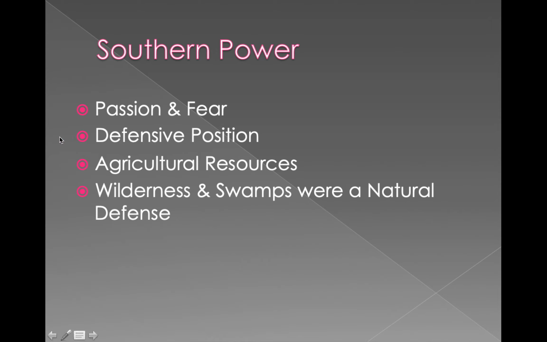Okay, promised you we'd go back to this agricultural resources piece. What was the name of the game plan that Jefferson Davis, President of the Confederacy, had to utilize the agricultural resources of the South to gain European support during the Civil War? What was Jefferson Davis's plan called, in which he tried to use agricultural resources to gain European support?